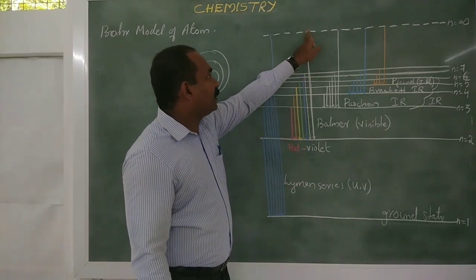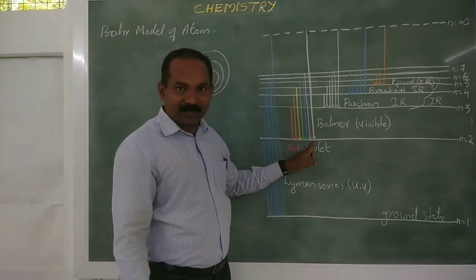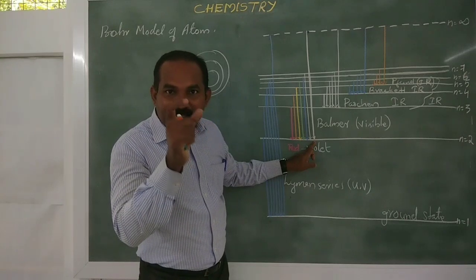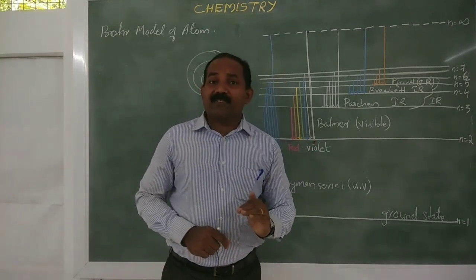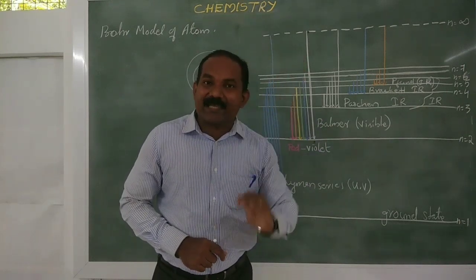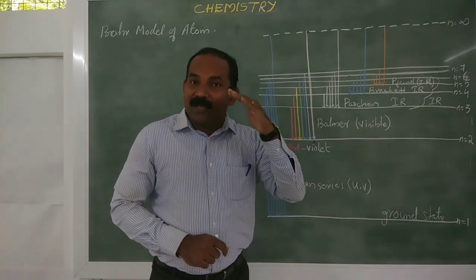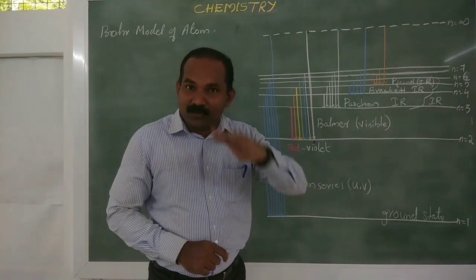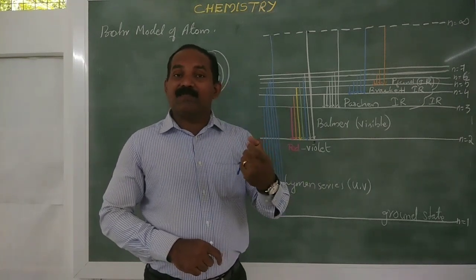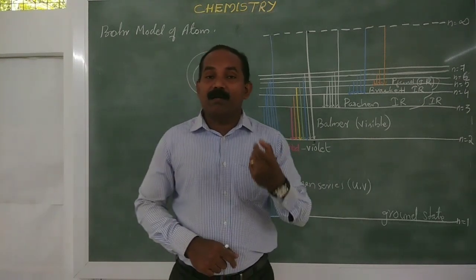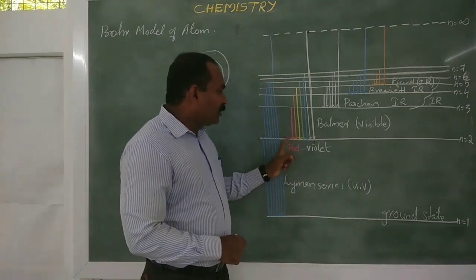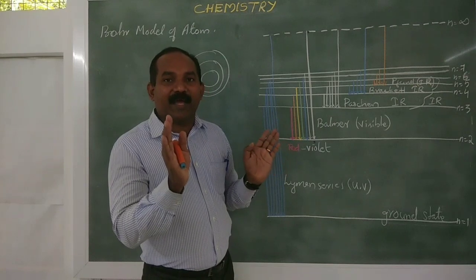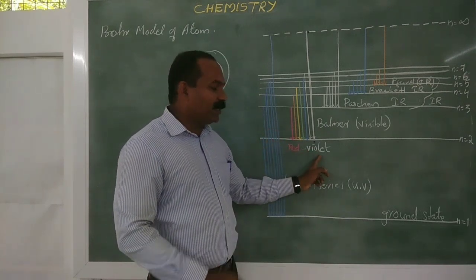And the last line is infinity to second. This series of lines is from the returning of electrons from the higher levels to the second level. Here the lower level is n equal to 2. We get a series of lines which is called the Balmer series. In that we can observe these lines from red to violet.